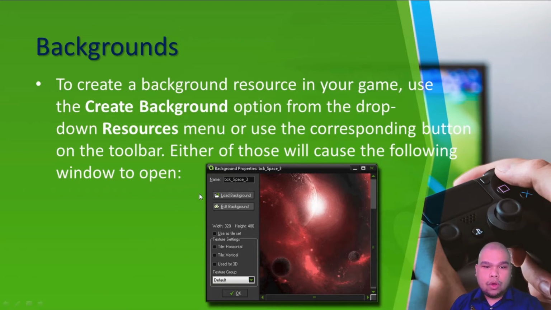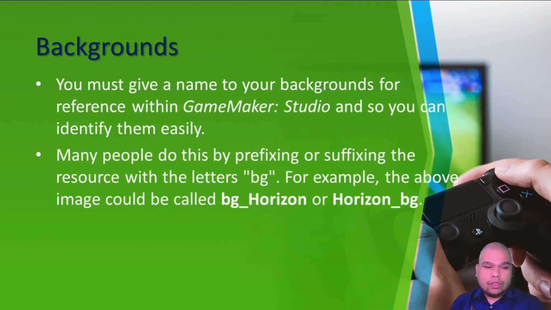This is your background properties, where you're going to define the settings or configurations for your background. You must give a name to your backgrounds for reference within GameMaker Studio so you can identify them easily. Many people do this by prefixing or suffixing the resource with the letters BG. For example, the above image could be called BG underscore horizon or horizon.bg.